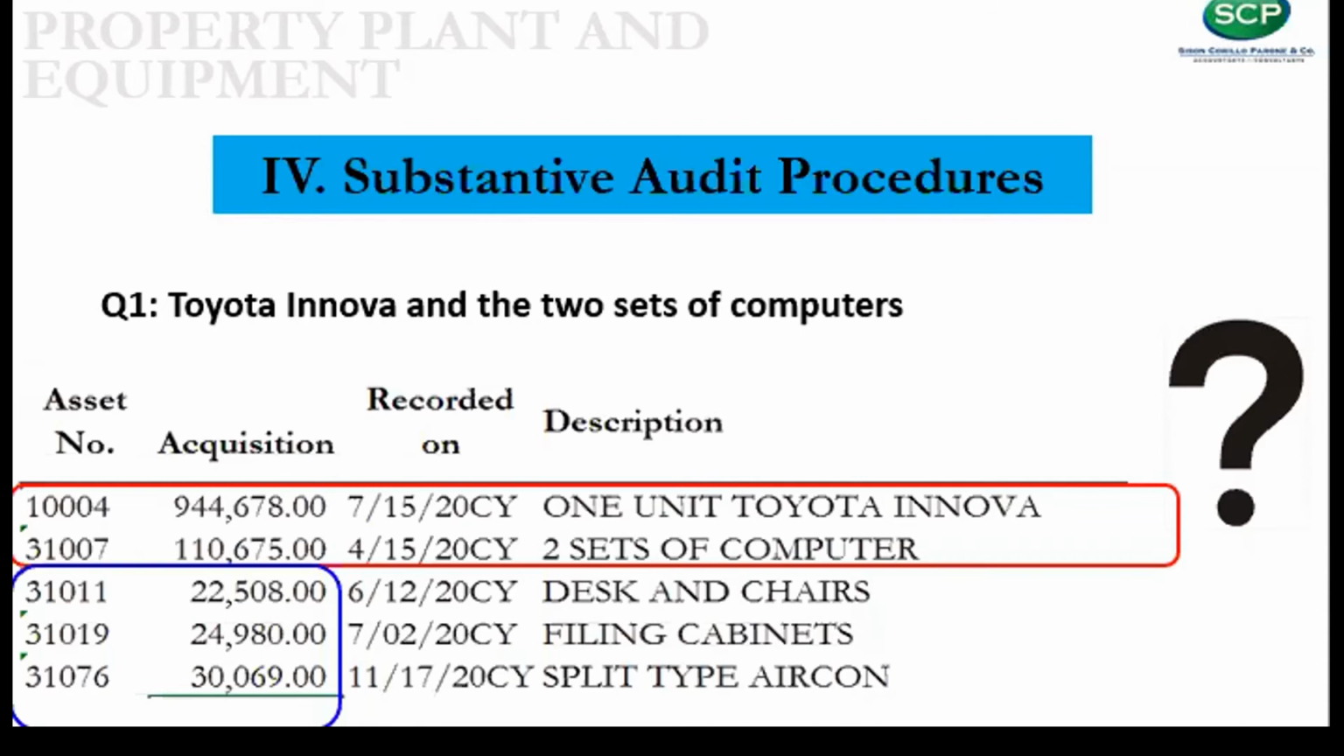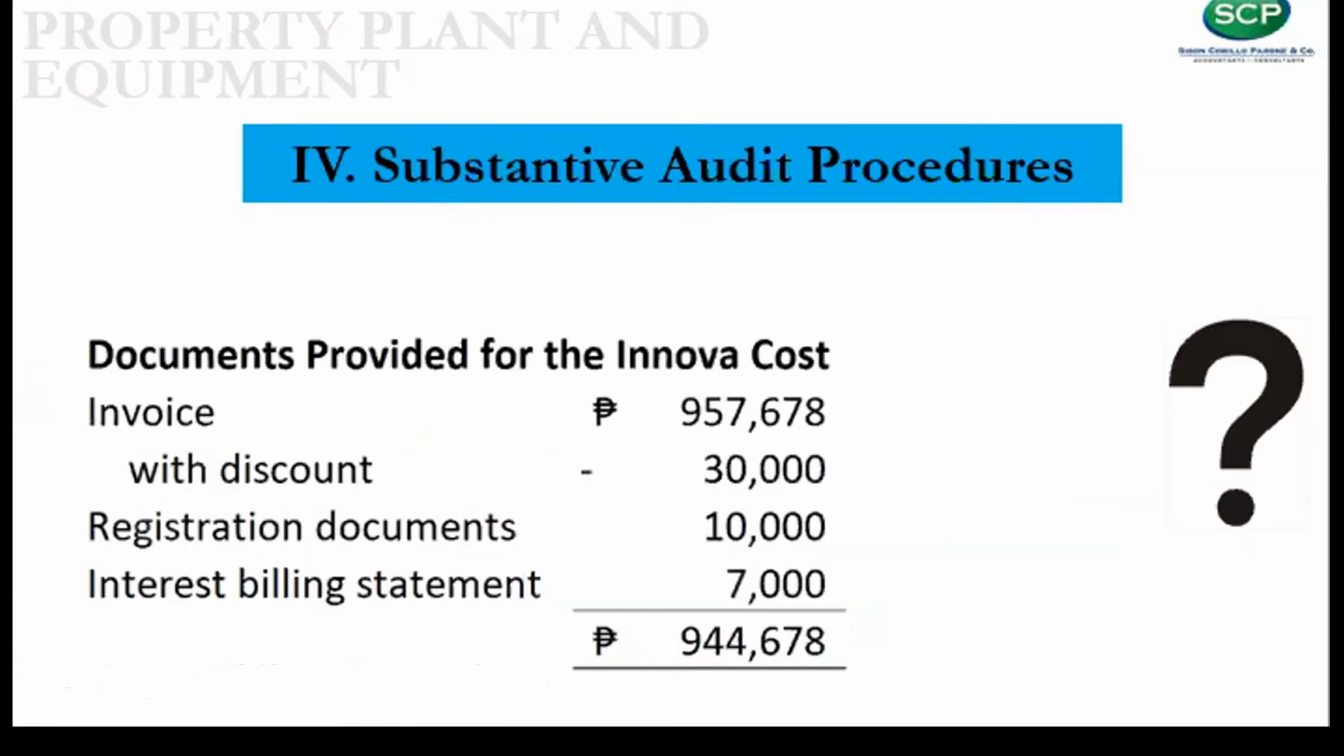For question number 2, was the Toyota Innova's acquisition cost properly recorded in the books of the company? The answer is actually no, because the interest expense should be excluded from the cost of the car.